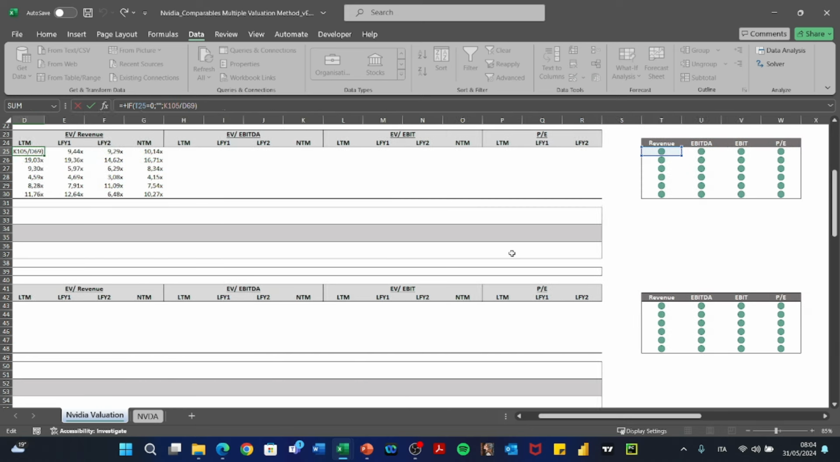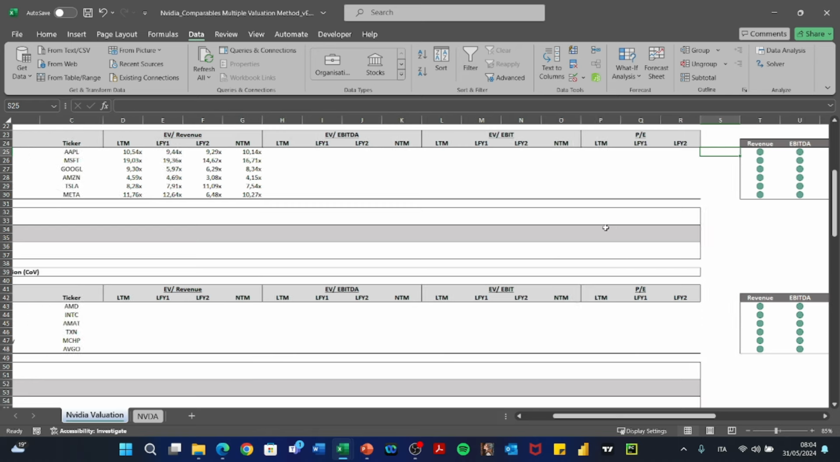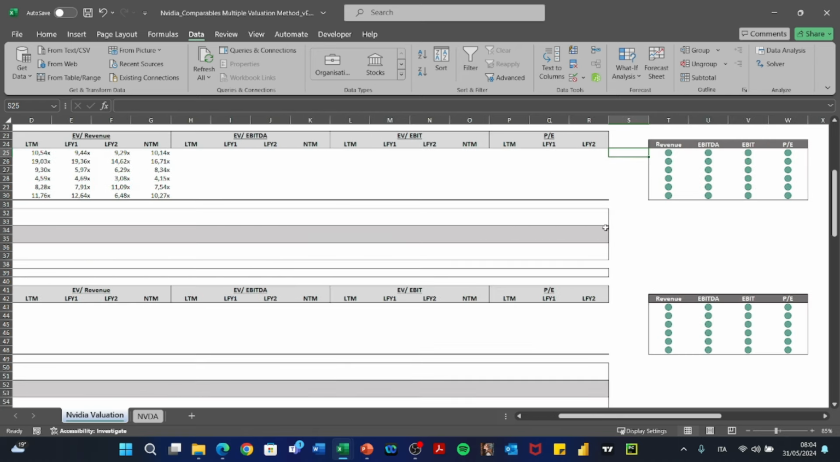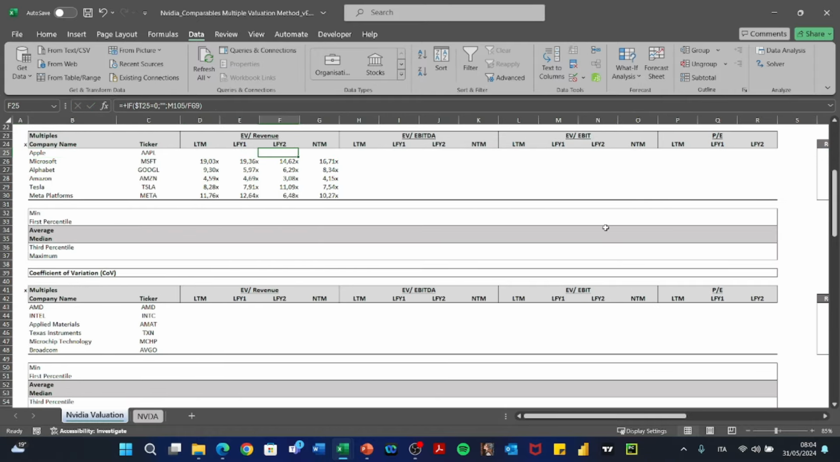Okay, so I made a mistake, I need to block this, the column. Okay, it's now set, perfect, and I need to do the same here. Okay, perfect. So in this case, if I want to exclude, for instance, Apple from the panel, I just have to press 0, and we don't have Apple anymore.